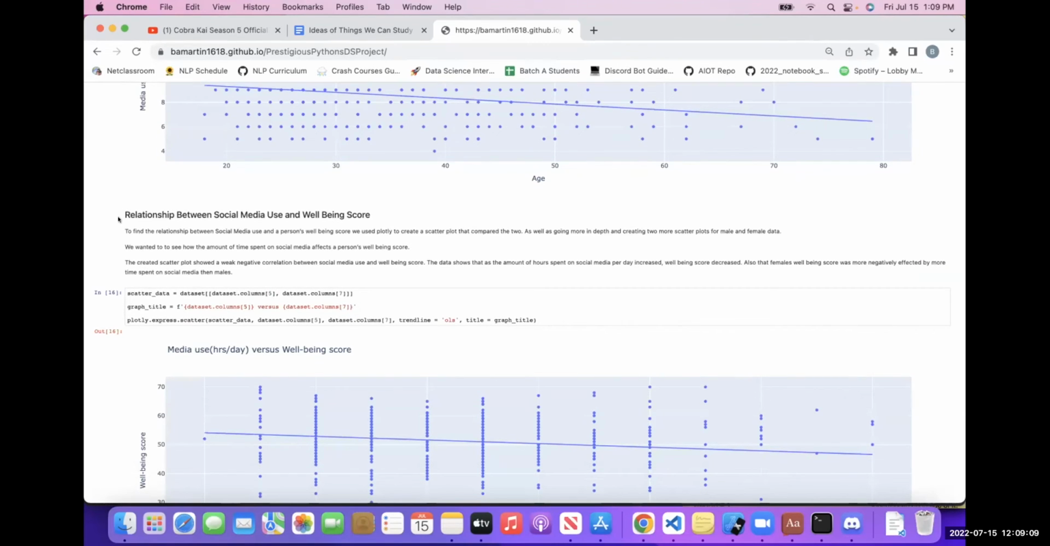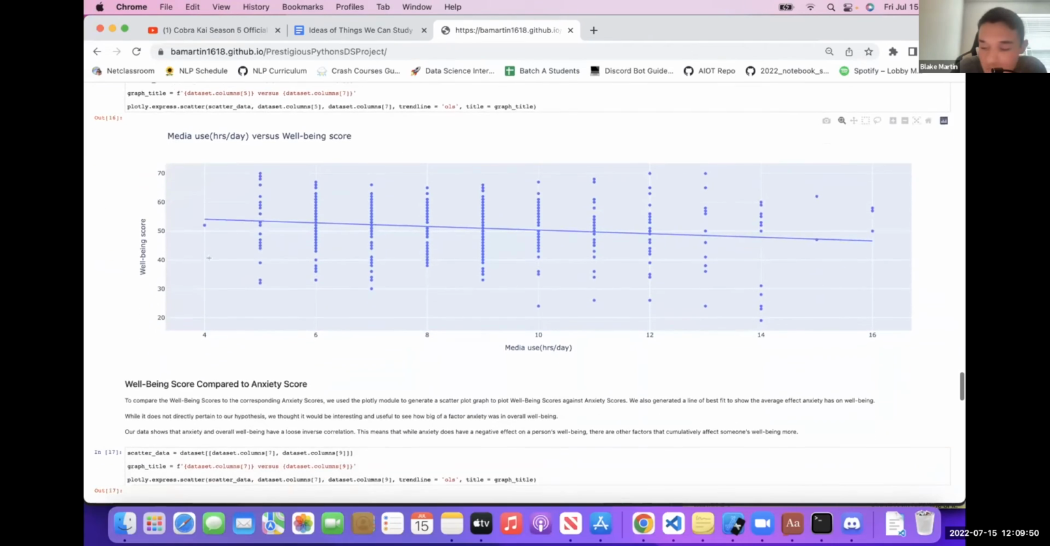To find the relationship between social media use and a person's well-being score, we used Plotly to create a scatter plot that compared the two. As well as going more in depth and creating 2 more scatter plots for male and female data, we wanted to see how the amount of time spent on social media affects a person's well-being score. The created scatter plot showed a weak negative correlation between social media use and well-being score. The data shows that as the amount of hours spent on social media per day increased, well-being score decreased. Also that females' well-being score was more negatively affected by more time spent on social media than males.